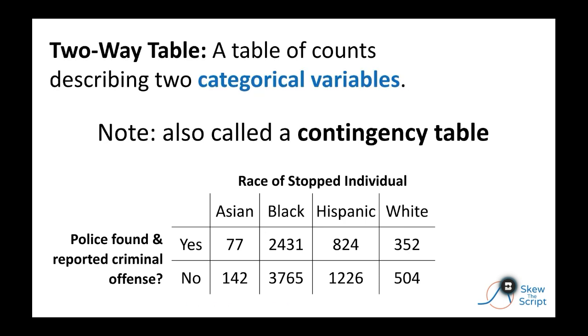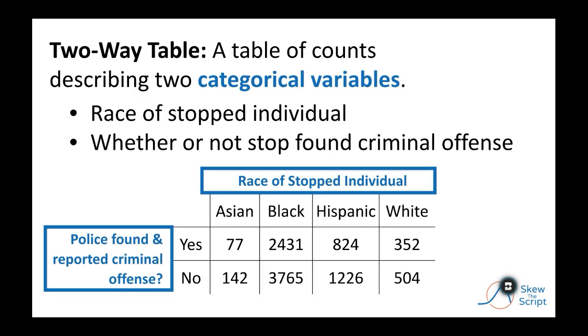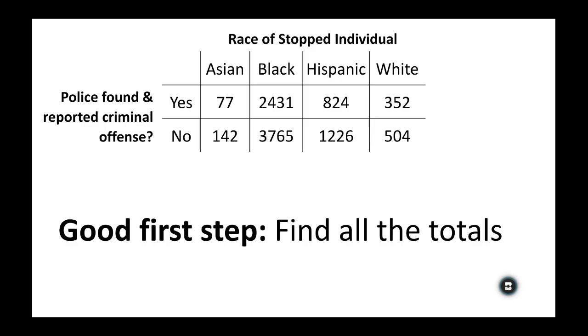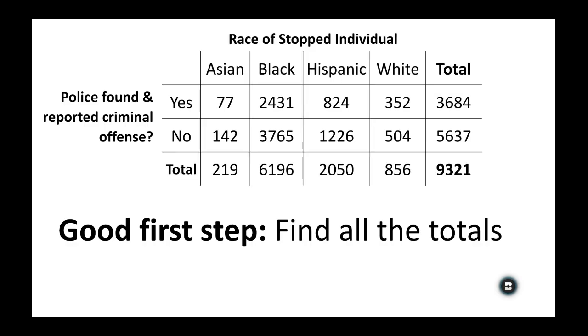This data is organized into a 2-way table, which is a table of counts describing 2 categorical variables. Note that these tables are also sometimes called contingency tables. The 2 categorical variables displayed here are the race of the stopped individual and whether the police found a criminal offense during the stop. When analyzing a 2-way table, a good first step is to find all of the totals, both for the rows and for the columns. And this is what that looks like.